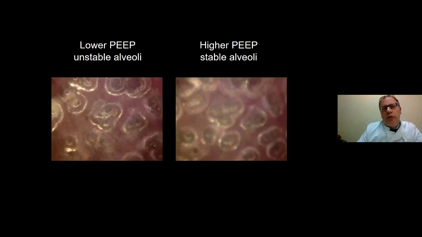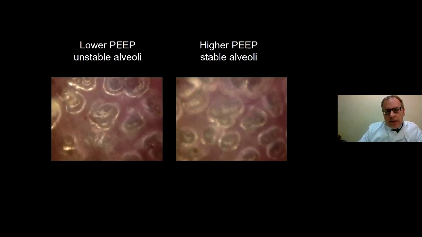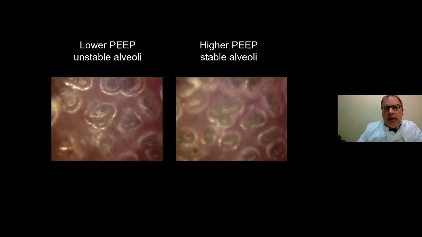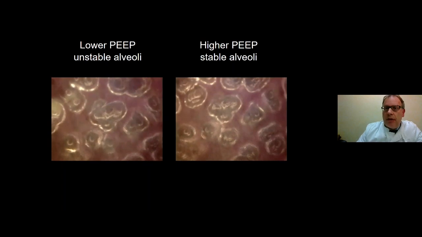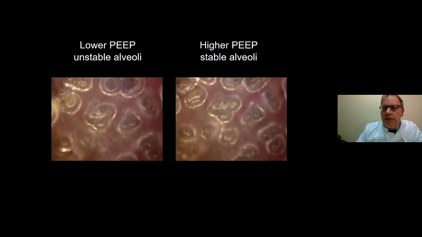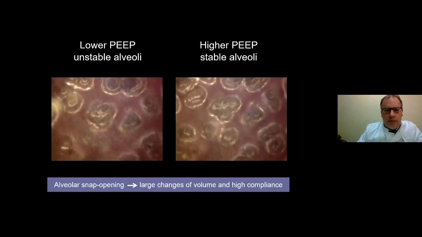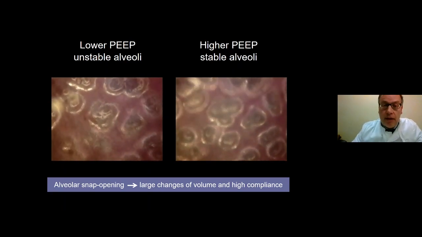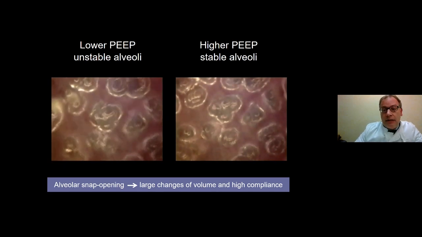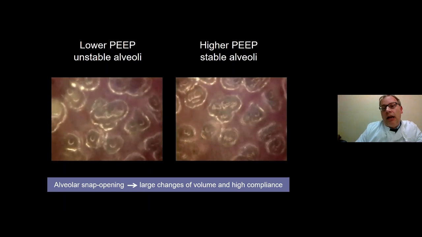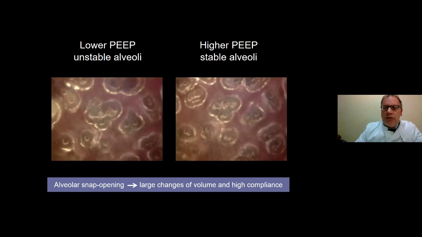It's obvious that if you set a moderate low level of PEEP that is not able to stabilize the alveoli to avoid expiratory derecruitment, the tidal change in volume can be much higher than if you set an appropriate level of PEEP able to stabilize the alveoli and avoid expiratory derecruitment. So the message is that when we have tidal opening and closing, tidal recruitment, the alveolar snap opening is associated with larger changes of volume and higher compliance than a condition with a PEEP setting able to avoid expiratory derecruitment.